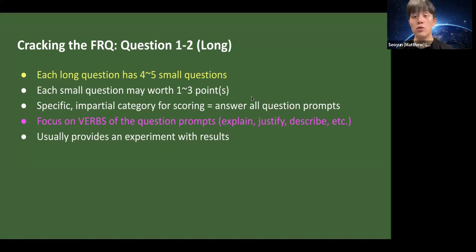For each long question, there are 4 to 5 small questions, okay? But each small question may be worth 1 to 3 points, okay? The scoring for each small question might vary, although it averages to around 1.7647 points per question. And because there are specific, separate categories for scoring, you should answer all question prompts for each small question.